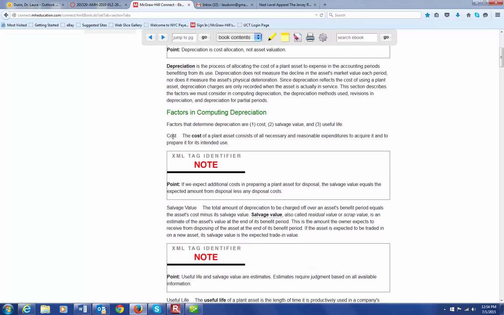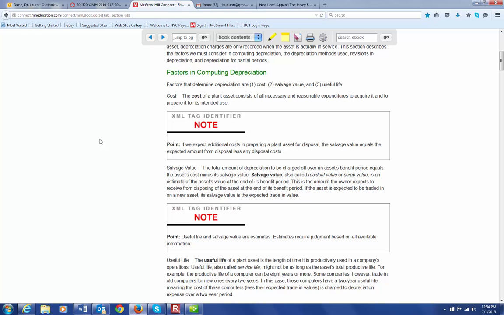All right, so these are the different factors that are involved in computing depreciation. The initial cost, what we believe the salvage value to be at the end of its life, and its useful life, meaning how long do we expect to be able to use this particular item. So, as we've already said, the cost of a plant asset consists of everything necessary and reasonable to both acquire it and to prepare it for its intended use.